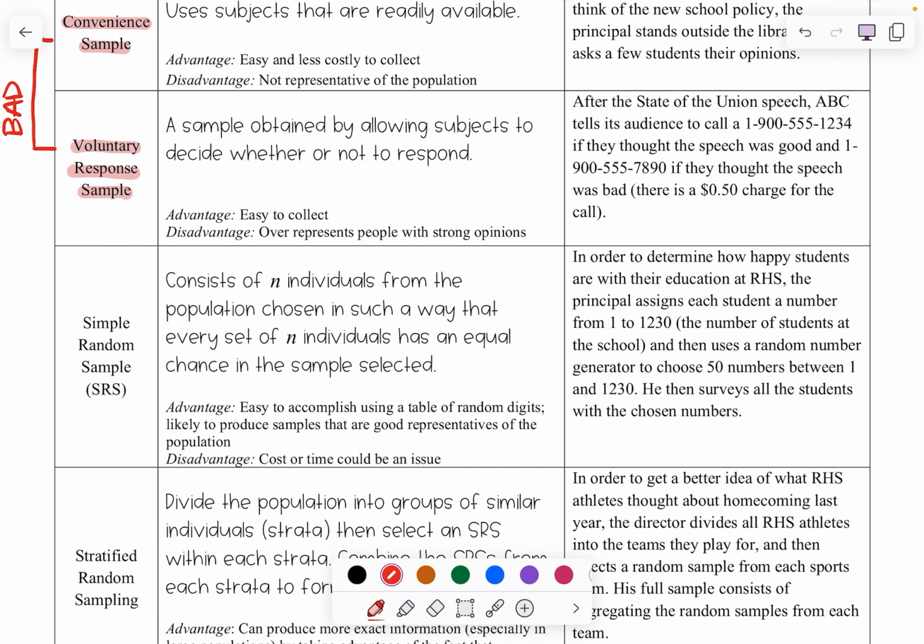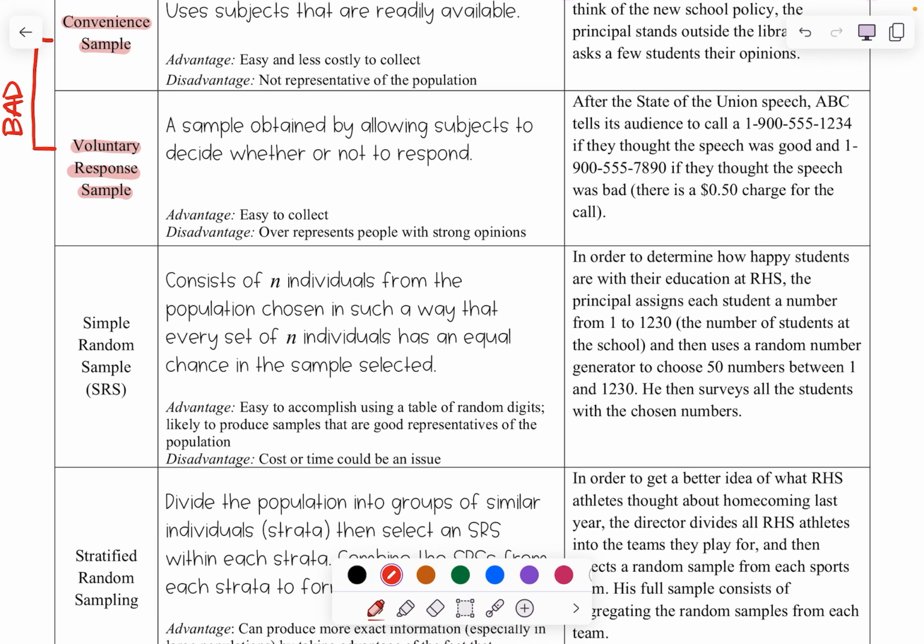The other bad one is a voluntary response sample. Basically, I post a link in the cafeteria, on Eagle Eye, somewhere, Eagle Ear, and it's a survey. If you want to complete it and share your opinion about what you think of the cafeteria food, you can. And for the most part, most of you probably will be like, yeah, I don't care enough to do that. So you're not going to actually answer the survey. Even if you happen to love the cafeteria food, you're probably not going to take the time out of your day to go answer that survey.